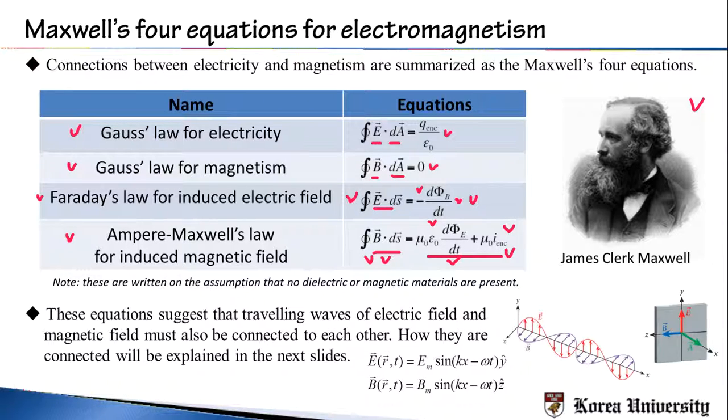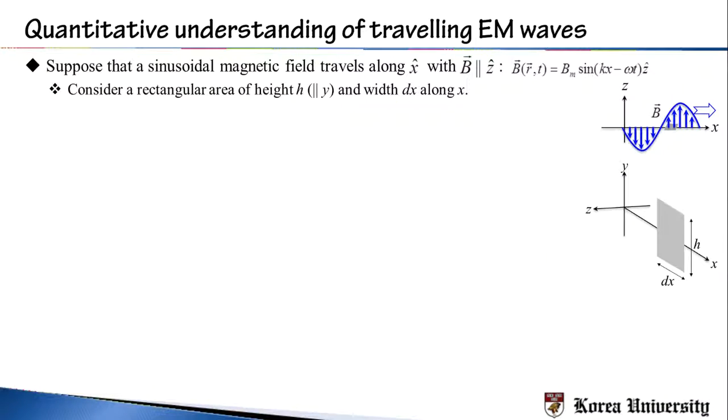And these four equations, Maxwell's equations, apply to any electric and magnetic fields, which means that they also apply to traveling waves of electric and magnetic fields, and they explain how these are connected to each other. Okay, and the way they are connected will be explained in the next slides. So now, using Maxwell's equations, we will think about the case of traveling electric and magnetic fields and see how they are connected.